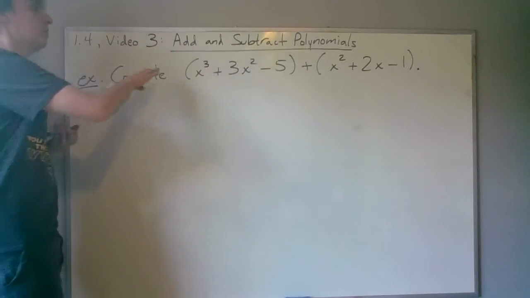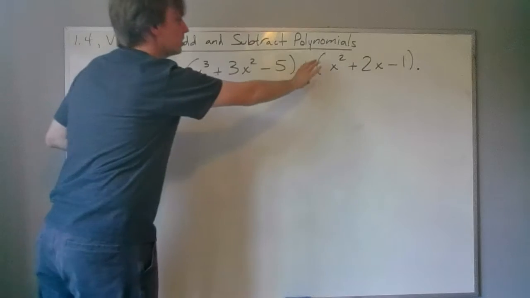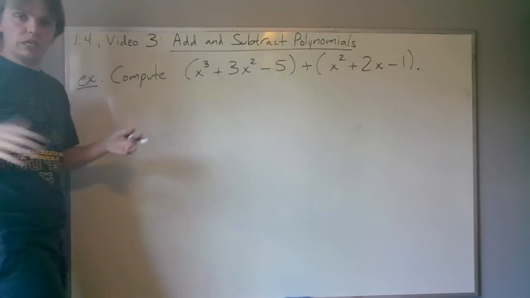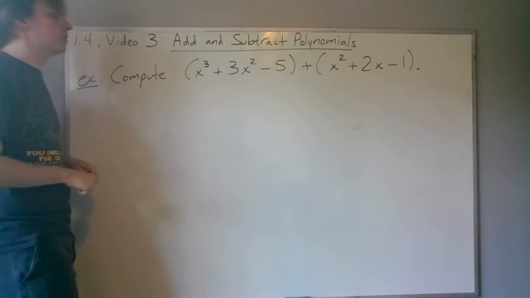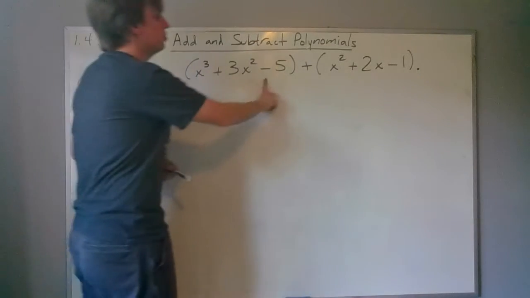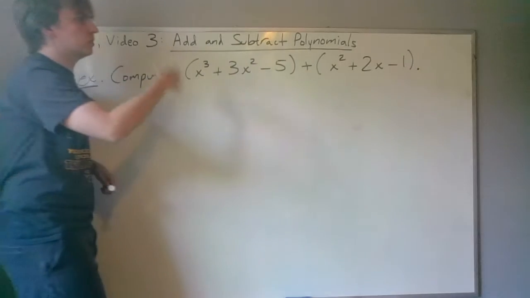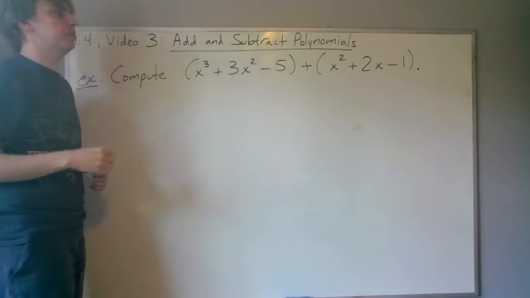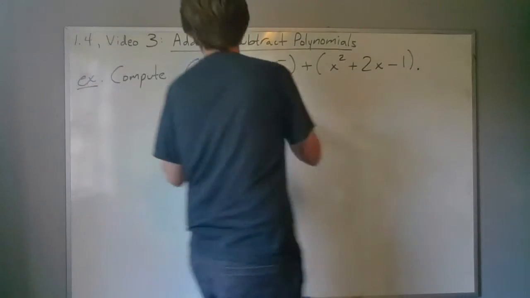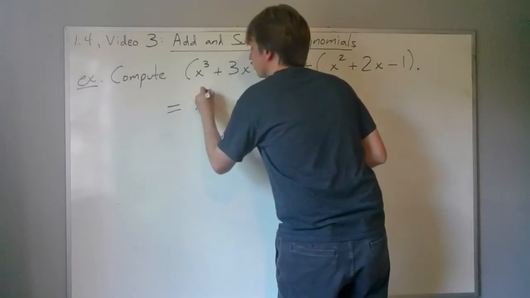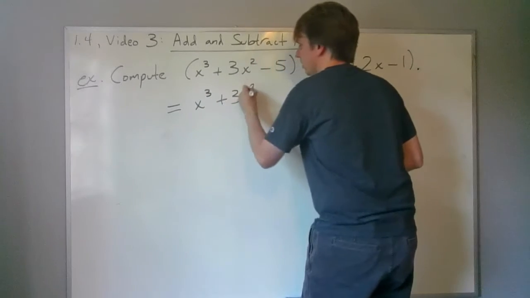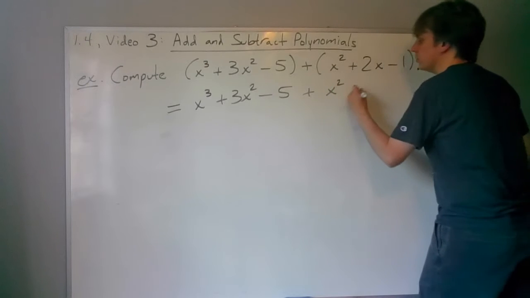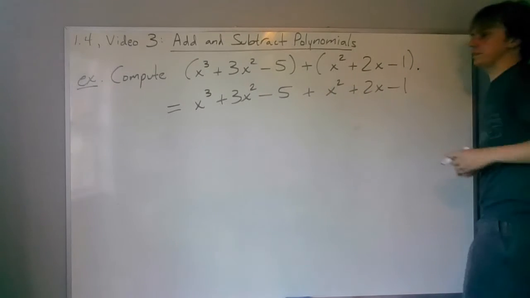Okay, so if I'm looking at this, I see a polynomial plus a polynomial. Both of them happen to be trinomials. It turns out that doesn't matter. All that does matter is that we have two sums added together, and so we have an associative property that says you don't actually need to put the parentheses there. So this means exactly the same thing as x cubed plus 3x squared minus 5 plus x squared plus 2x minus 1.